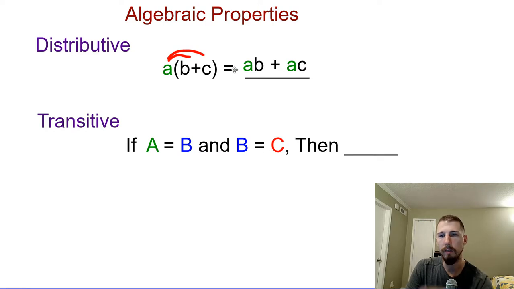You can also go backwards. You can factor out the a, which is called factoring or sometimes reverse distribution, but it's still technically the distributive property. The other one is the transitive property.